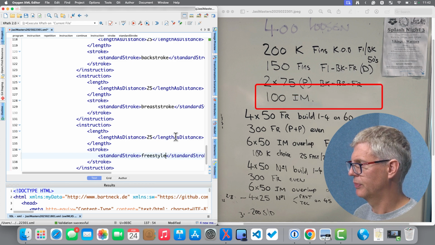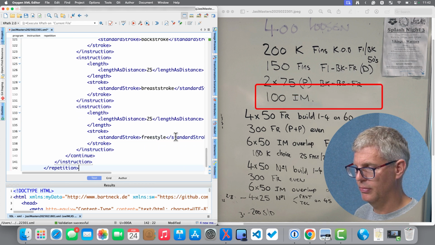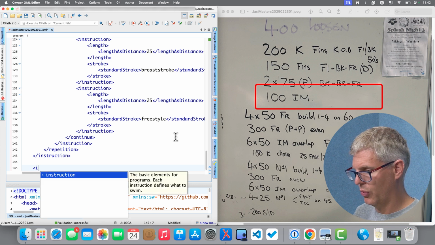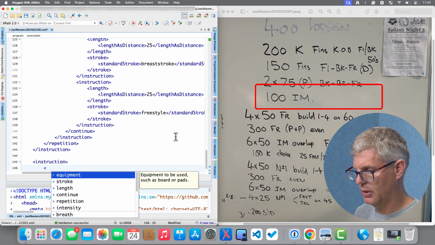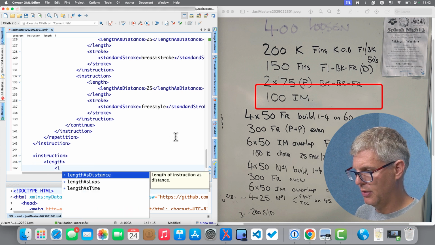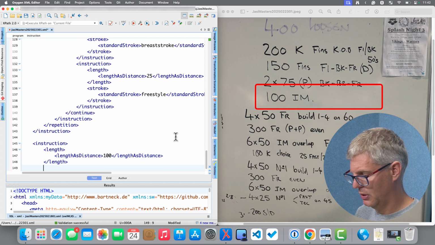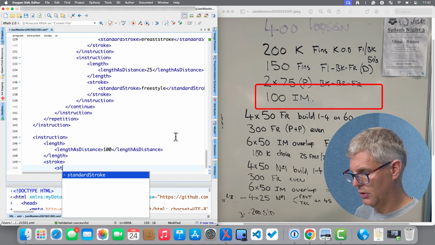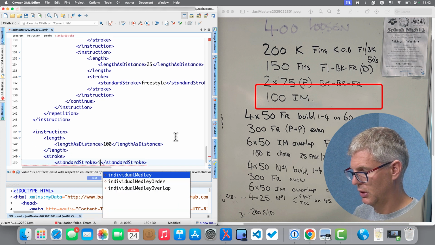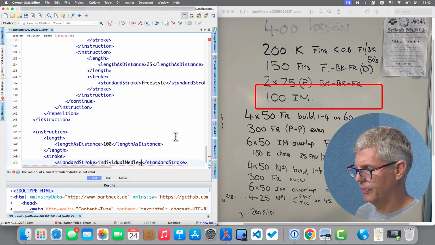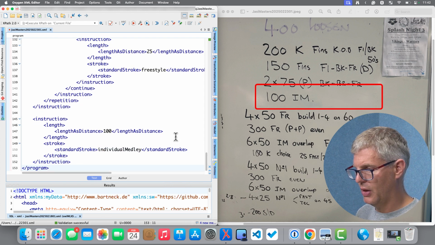So 100 IM, and then we're finished with the warm-up. Length as a distance, 100. Stroke, standard stroke, individual medley. Now that should do the trick.